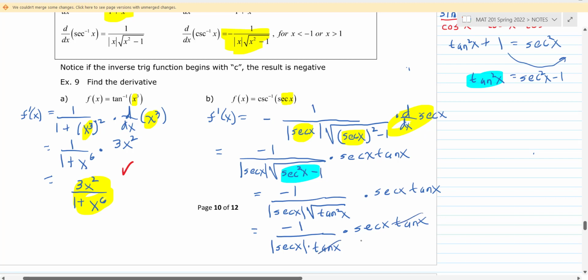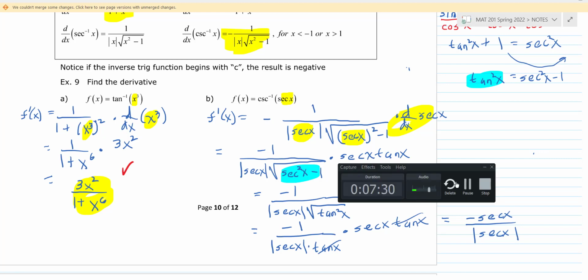Now I'm going to leave that in an absolute value. So I get negative secant x all over the absolute value of secant x. And then I'll talk about how you can handle that absolute value in just a minute. I'm going to put this in the graphing calculator, so I'm going to pause the video just briefly.